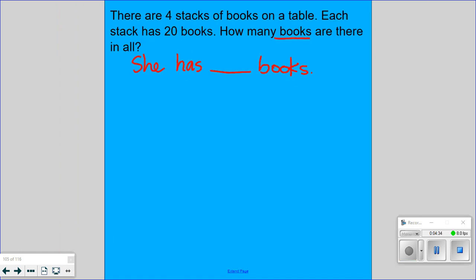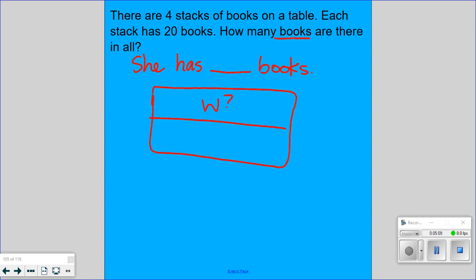Let's make a bar model. Carl, what's the thing I'm counting again? Books. Do I know the total amount of books? No, I don't. I don't know the whole. I don't know my total. But I know some stuff. Colby, what's something that I do know? There's 4 stacks of 20, so you'd have to do like 4 columns of 20.